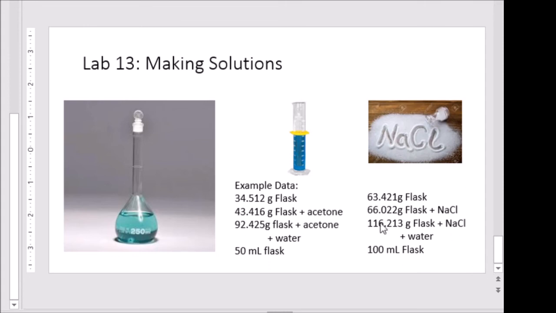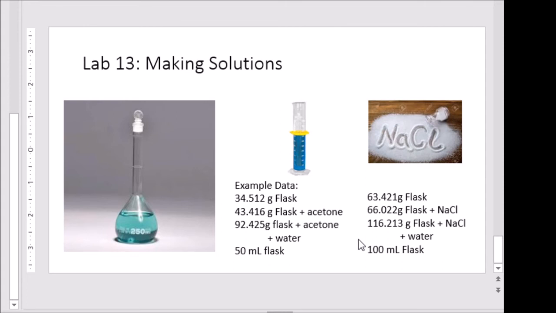Alright, then I had the flask. I added enough water to dissolve it, and then enough to get it up to the line, and that was 116.213, the flask, the salt, and the water. If I subtract out the flask, 63.421, that'll be 52.792 grams of NaCl plus water.